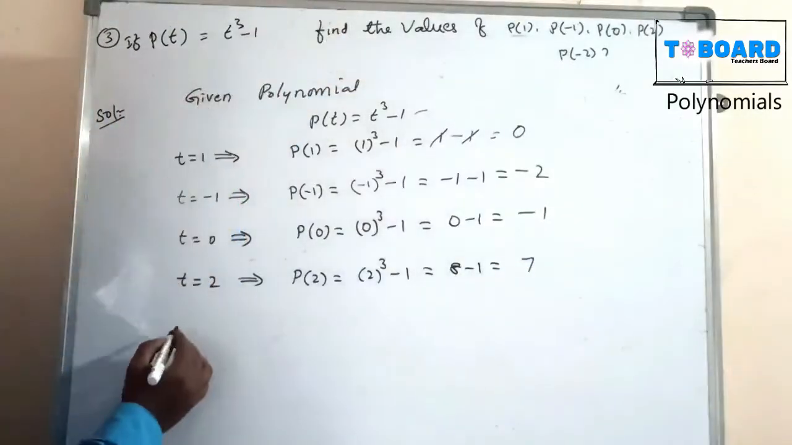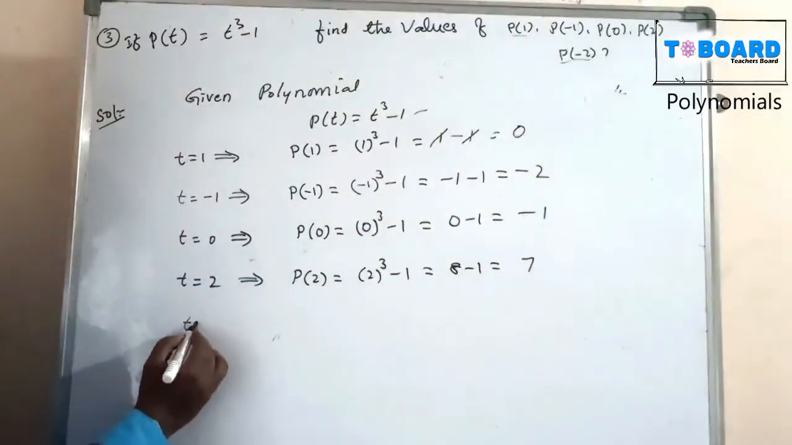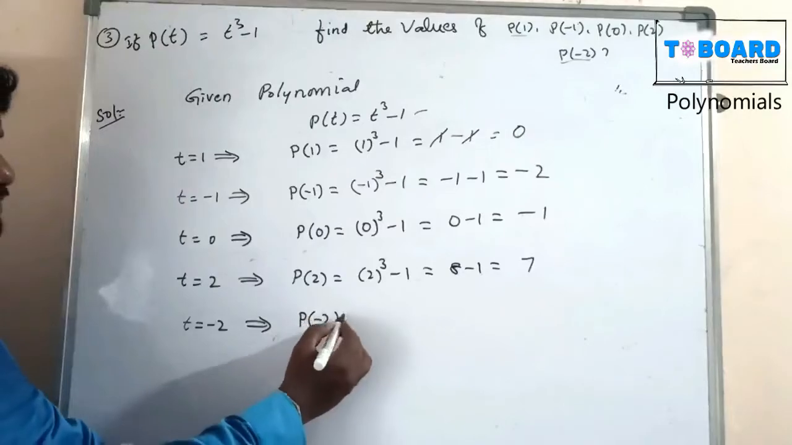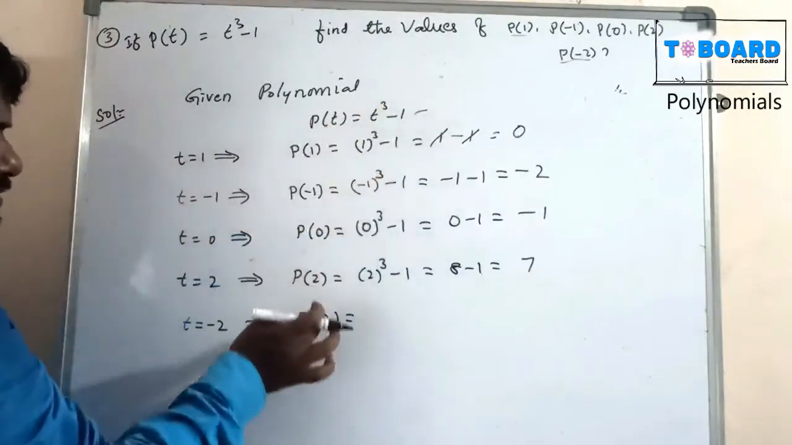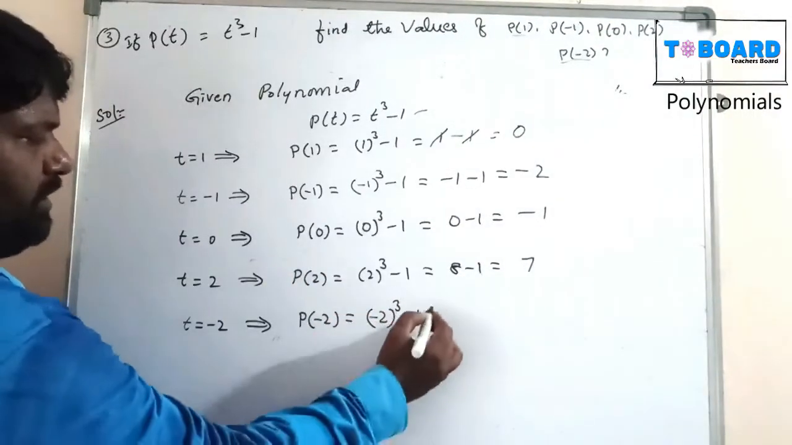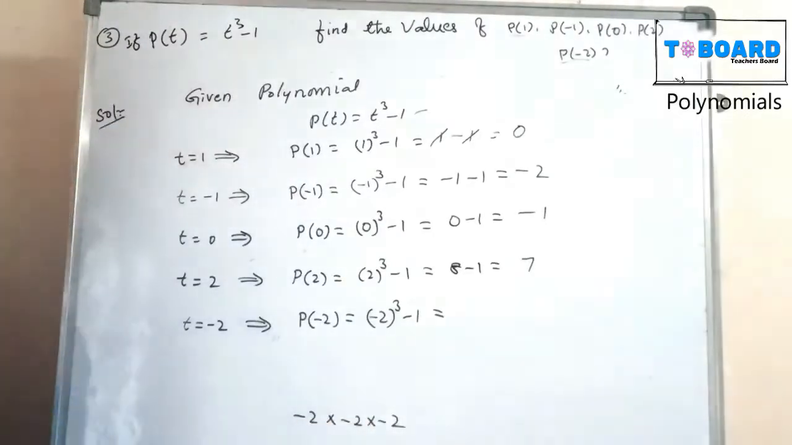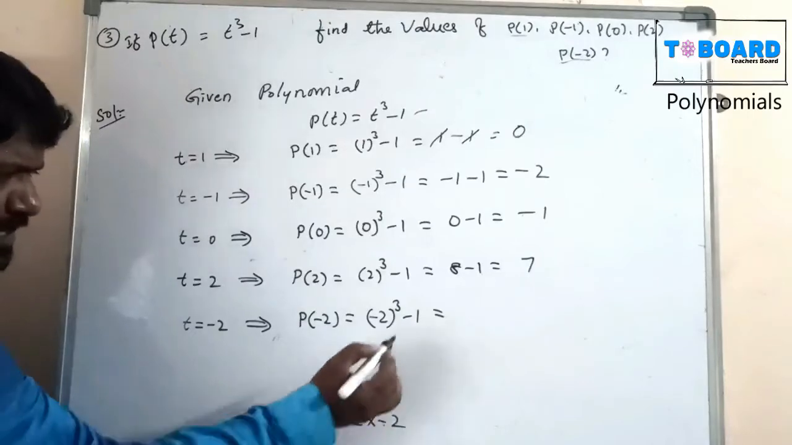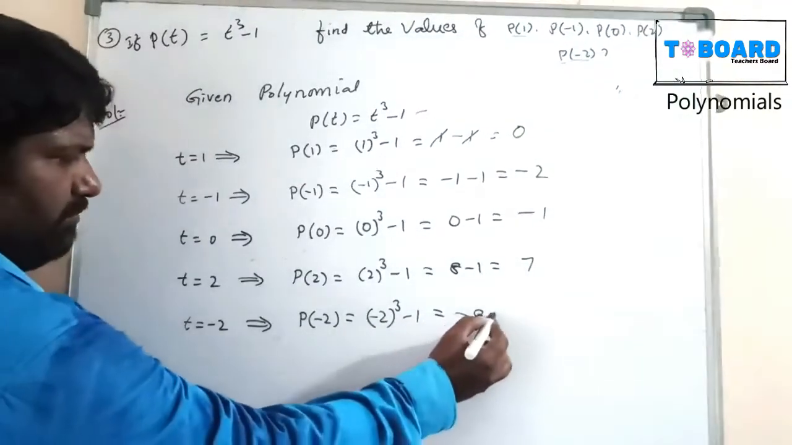Then last question is p of minus 2. P of minus 2 means t equals minus 2. P of minus 2 equals, substitute this value instead of t, minus 2 whole cube minus 1. Minus 2 whole cube means minus 2 into minus 2 into minus 2. Minus into minus is plus, plus into minus is minus. 2 2s are 4, 4 2s are 8, minus 1.